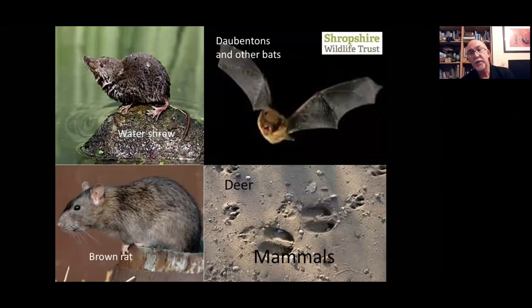A few mammals. Water shrew, not very often seen. They are present in Shropshire. They're insectivorous like all of the other shrews. They eat invertebrates. They can swim. They're adapted to swim. They're not particularly good swimmers, but they can swim. The Daubenton's is known as the water bat because it tends to swoop over ponds.